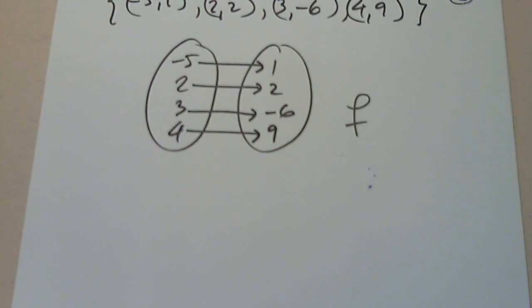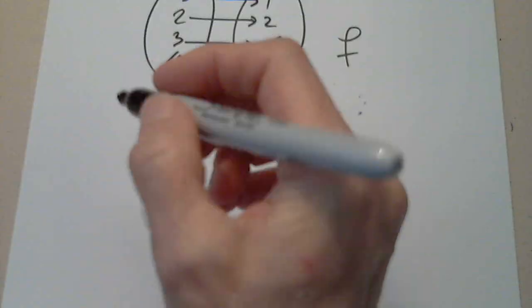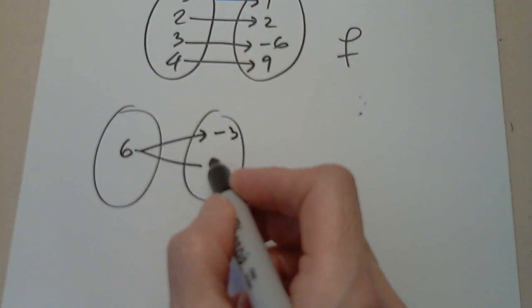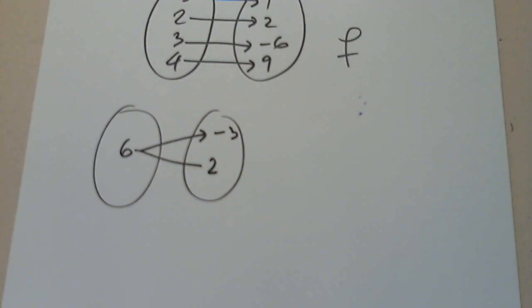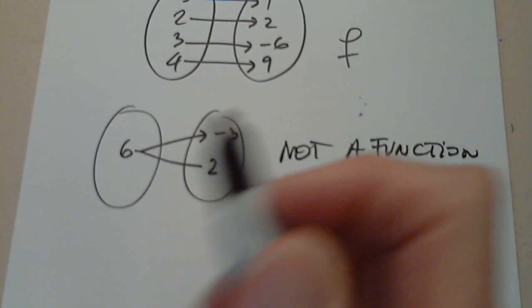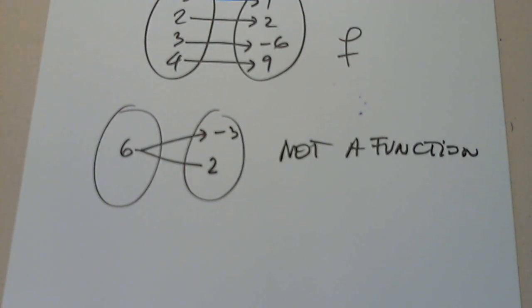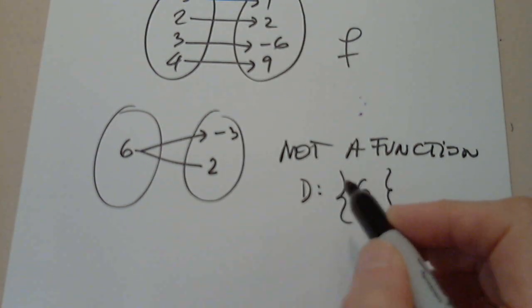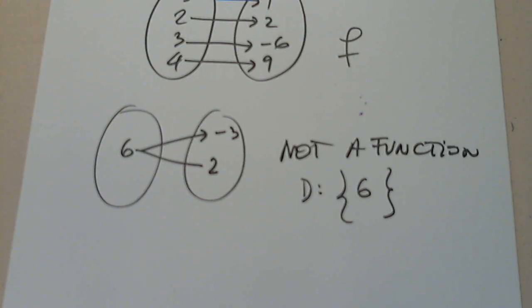Determine whether the relation defines a function and give the domain and range. The domain is clearly just 6 and the range is what you see here. But to identify whether this is a function, I have 6 going to -3 and 6 going to 2, and I can stop. It's a relation, not a function. But the domain is just 6. Remember, a finite domain of one or two or three values has to use braces. Good?